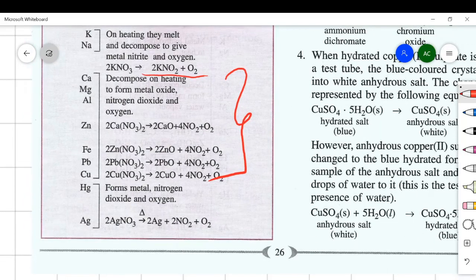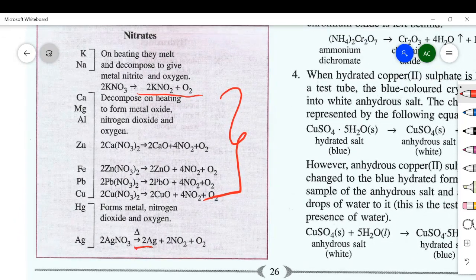And the last two will give you metal, nitrogen dioxide and oxygen. तो लास्ट वाले दो में बस यही डिफरेंस होता है, वहाँ पे मेटल ऑक्साइड्स नहीं बन रहे हैं, वहाँ पे मेटल बन रहा है. Okay, metal is formed.